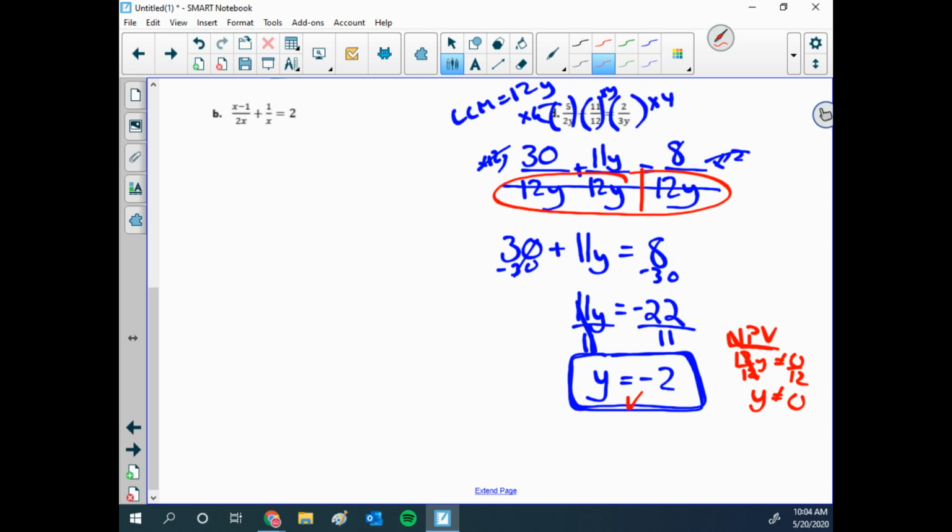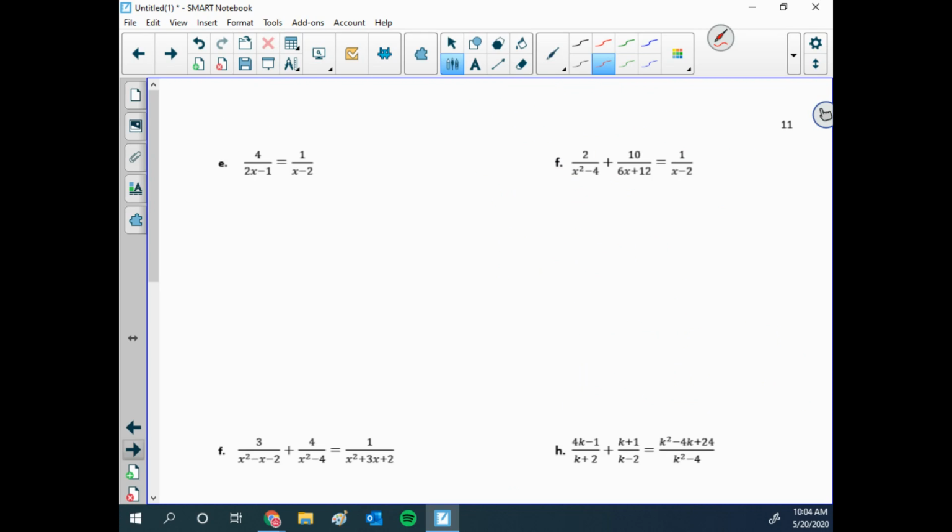If I wanted to check for sure that that was the correct answer, I'd have to substitute that back in. Or I could graph the left side and right side to see that those points intersected at y equals 2, or actually x equals 2. Okay, so that's some basic examples. Now I'm going to go look at some examples where the denominators are not just simple monomials. They are going to be multiple binomials or monomials multiplied together.